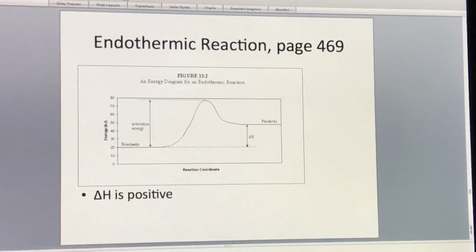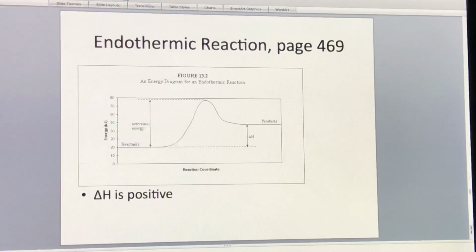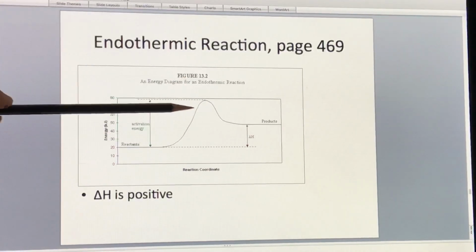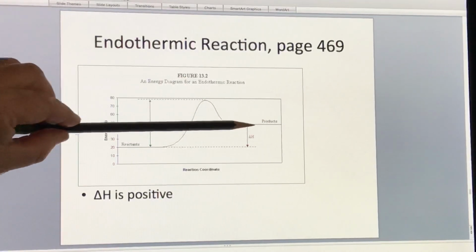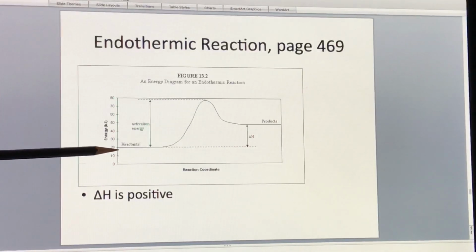We're going to compare and contrast that to the endothermic. Here, our reactants start low, but the products end high. So here we have a high activation energy, and then our delta H here ends up being positive because it started at 20 and it ends up at 50.